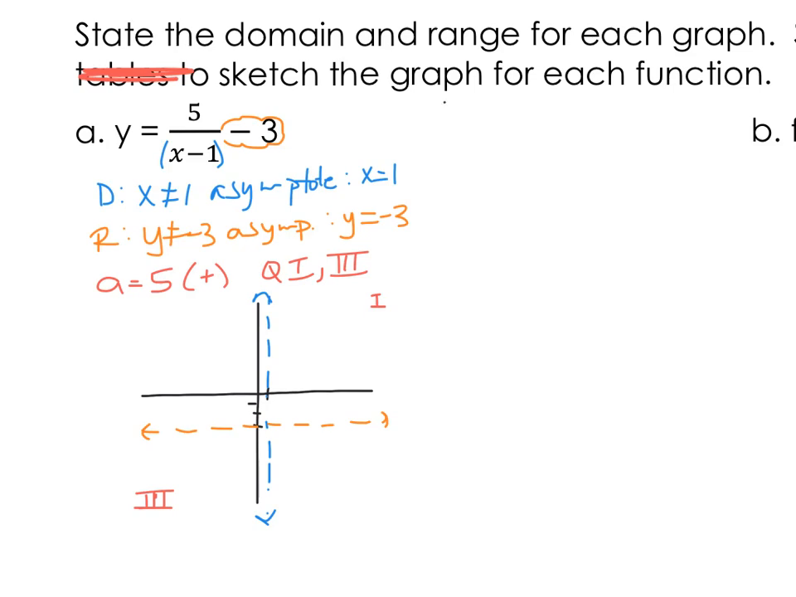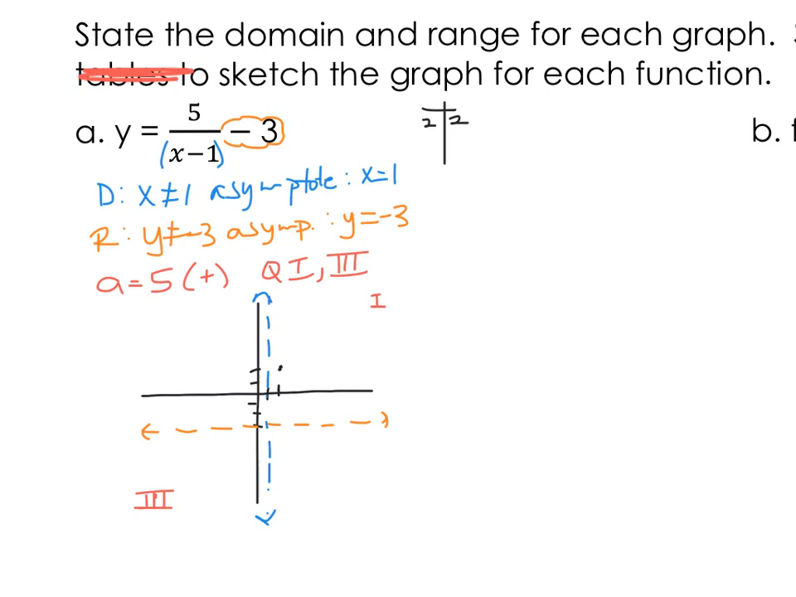I'll plug in a point for you just to give you an idea. If we can't plug in 1 because that's the asymptote, what would we get if we plug in 2? Well, 2 minus 1 is 1 in the denominator, and 5 divided by 1 would be 5. 5 minus 3 is 2. So if I go 2 to the right and up 2, that's going to be a point on my curve. And then it's going to start to taper off.